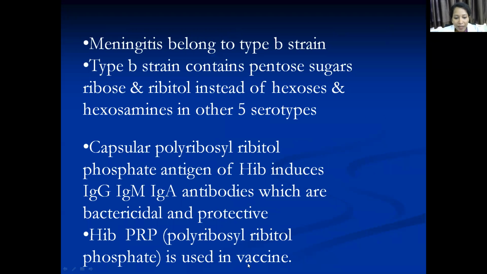And the vaccine is made up of what? Hib PRP, Haemophilus influenzae type B polyribosyl ribitol phosphate.